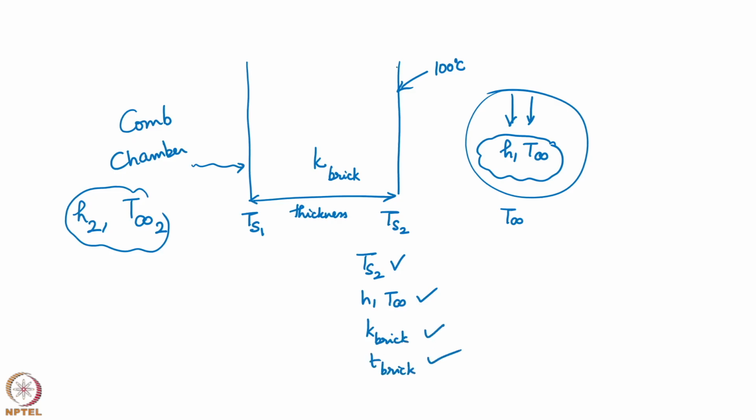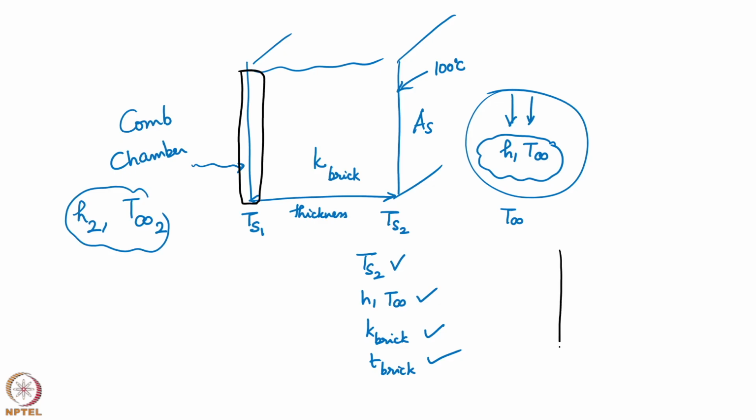Area is not known. This is the area of the wall. We do not know the surface area, but we will see that surface area does not matter because convection here also is an area phenomenon, so the areas will cancel off. What are we trying to find out? We want to find out the temperature on this wall, the inner surface.